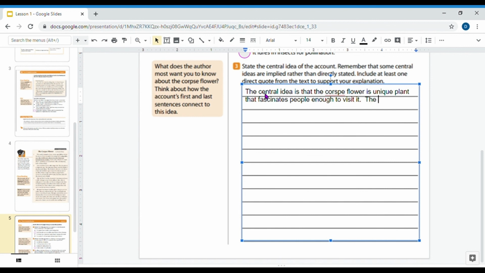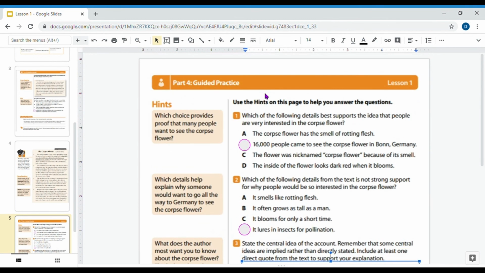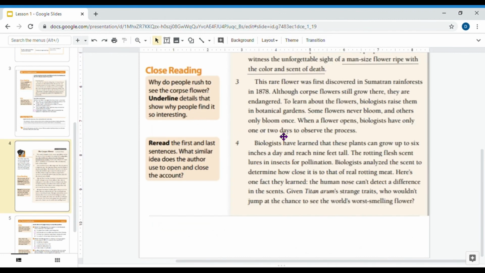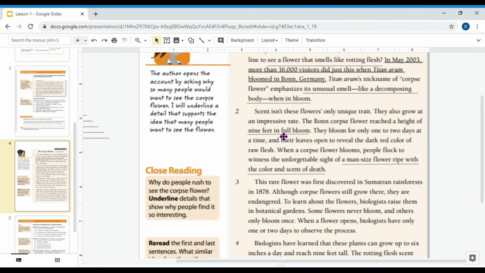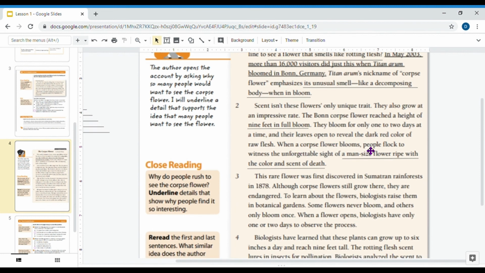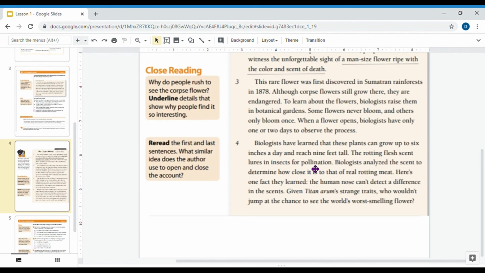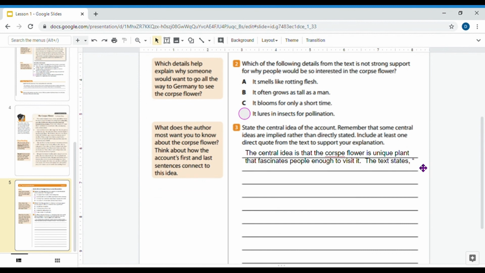The text states, so we're going to use something about people visiting it. Something about when it blooms, people come. Oh yeah, let's use this one here. When a corpse flower blooms, people flock to witness the unforgettable sight of a man-sized flower ripe with the color and scent of death. I think that's great, it kind of encompasses everything we underlined in one sentence. So that's the sentence that I'm going to use, if I can remember it.